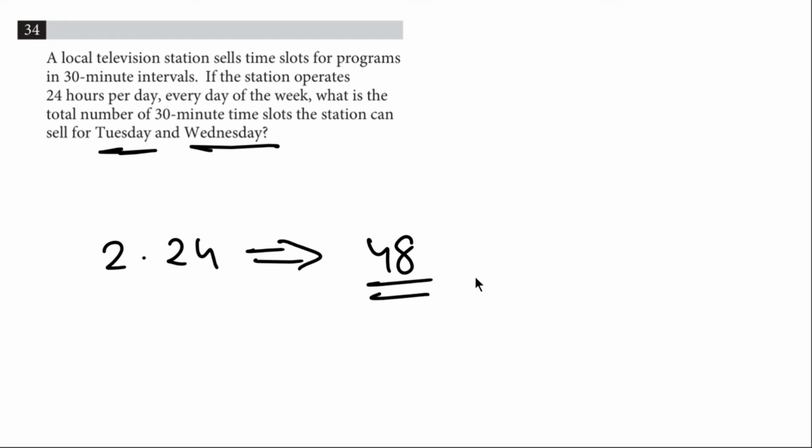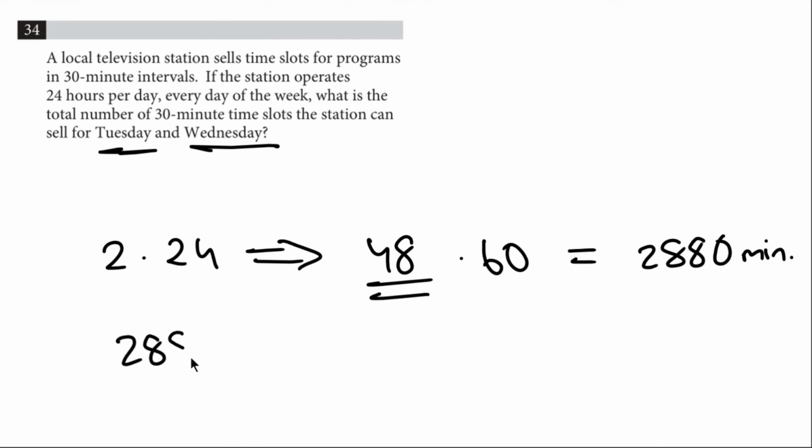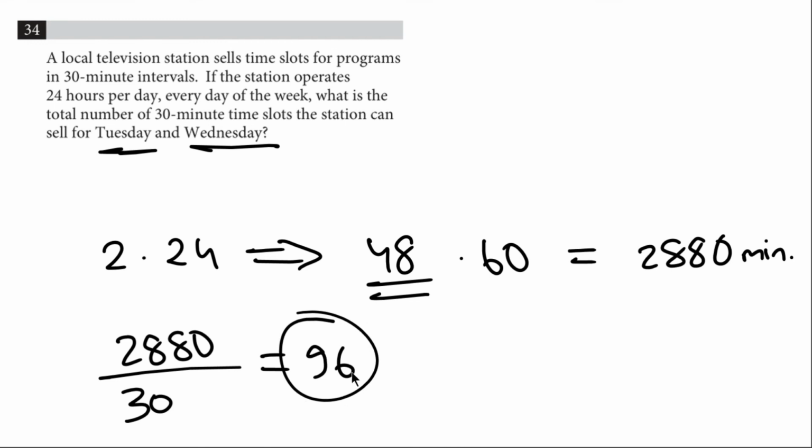Now, we understand that 48 hours is 48 times 60, 2,880 minutes. So that's the total amount of operation time on Tuesday and Wednesday. And we know that every 30 minutes a time slot is sold. So let's divide 2,880 by 30 and we will get 96. So 96 time slots are sold on Tuesday and Wednesday.